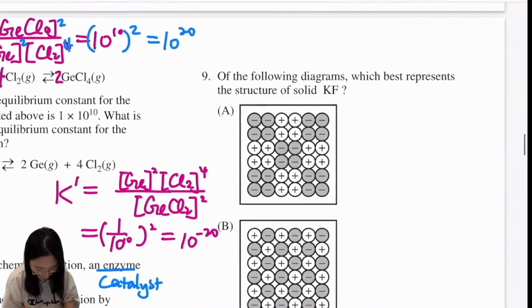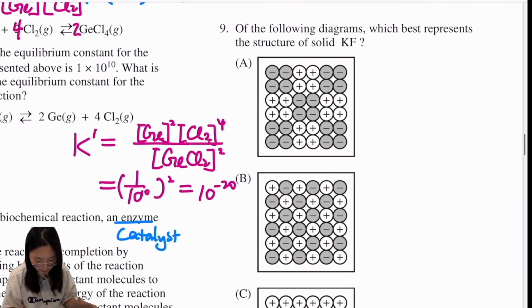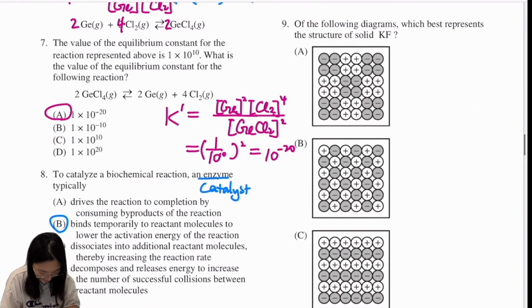Okay, and then the next one is question number 9. Of the following diagrams, which best represents the structure of solid potassium fluoride? So potassium fluoride is an ionic compound. For an ionic solid compound, they have cation, anion, cation, anion. They have this highly ordered structure. So of course that's going to be B.